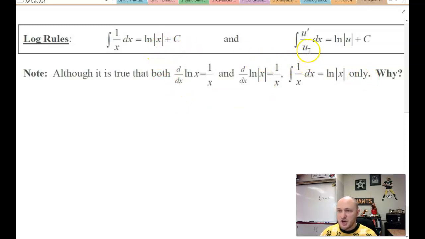And then here's the chain rule form of that. If you want to integrate a function in the form 1 over u, and you have u prime, it's equal to the natural log of the absolute value of u plus c. Now note, I have absolute values around my argument for the natural logarithm. Why is that? Well, I have to make sure that my argument is positive. The domain of logarithms is greater than 0, so I have to make sure. That's why.